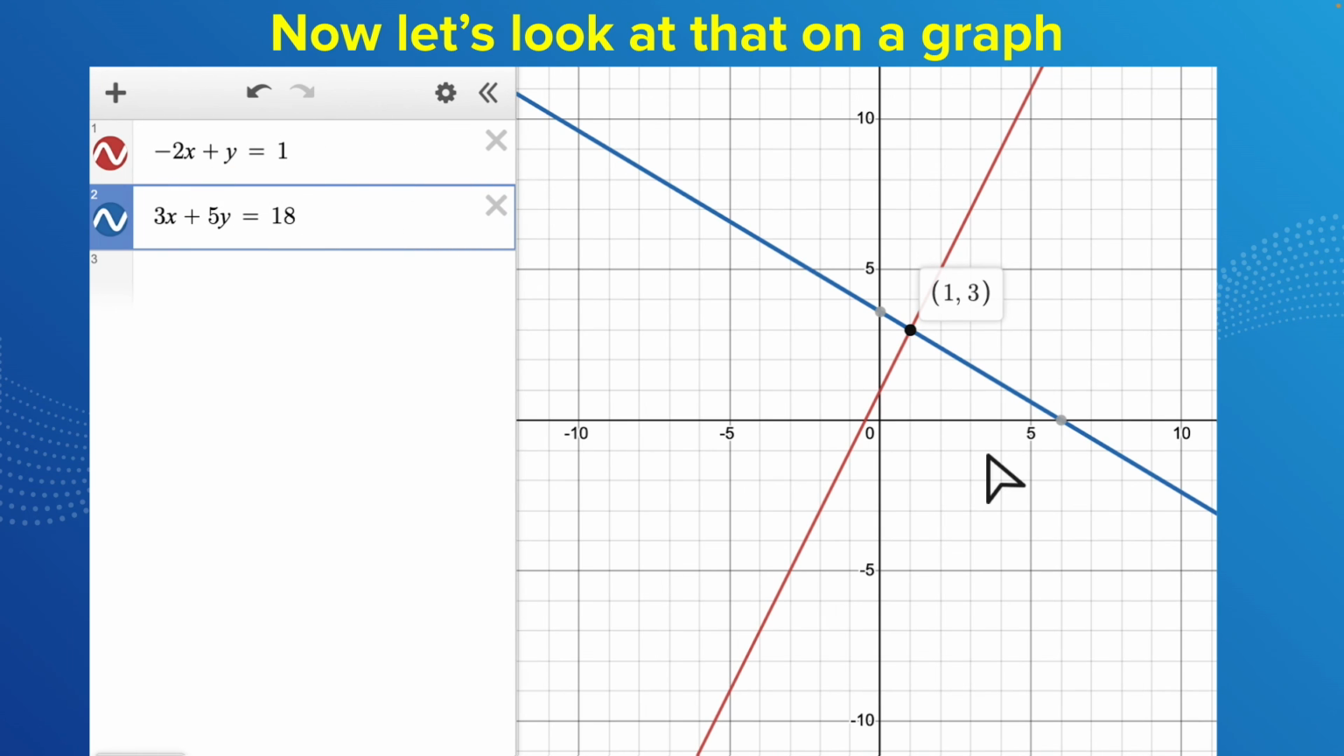All right, so that was solving a system of equations algebraically using substitution.